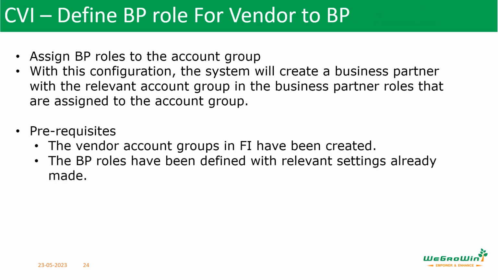In the next configuration step, we assign the business partner role to the account group for the vendor master record, in which the business partner is to be created when processing the vendor. When we process a vendor as part of business partner vendor integration, the system will create a business partner with the relevant account group in the business partner role that is assigned to this group. So before doing this, the prerequisites are that vendor account groups in FI have been created, and the business partner roles have been defined with the relevant settings.